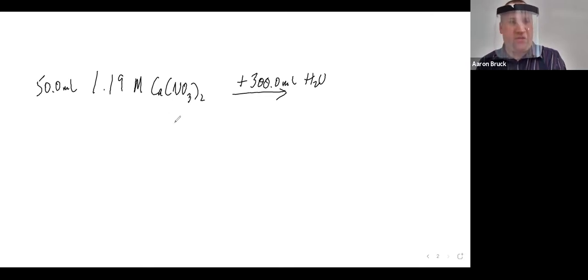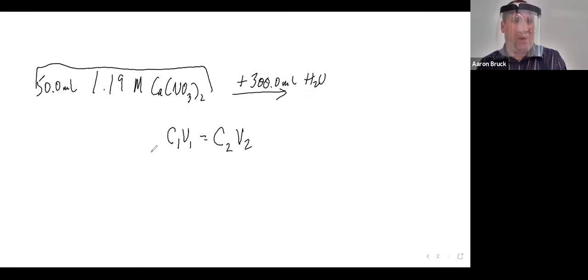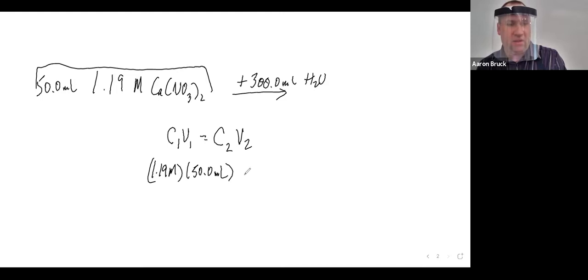Okay, there is a formula that we use. Anybody know it off the top of their head? It's C1V1. That's right. C1V1 is equal to C2V2. So our C1 and our V1 are right here. This is what we're starting with. We have 1.19 molar and we have 50 milliliters. C2, we don't know the concentration. What is V2?